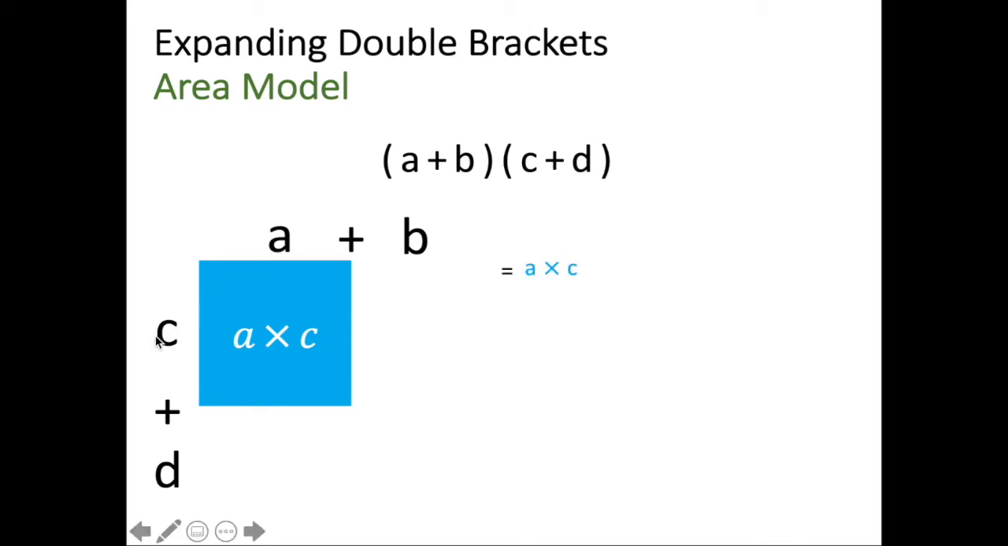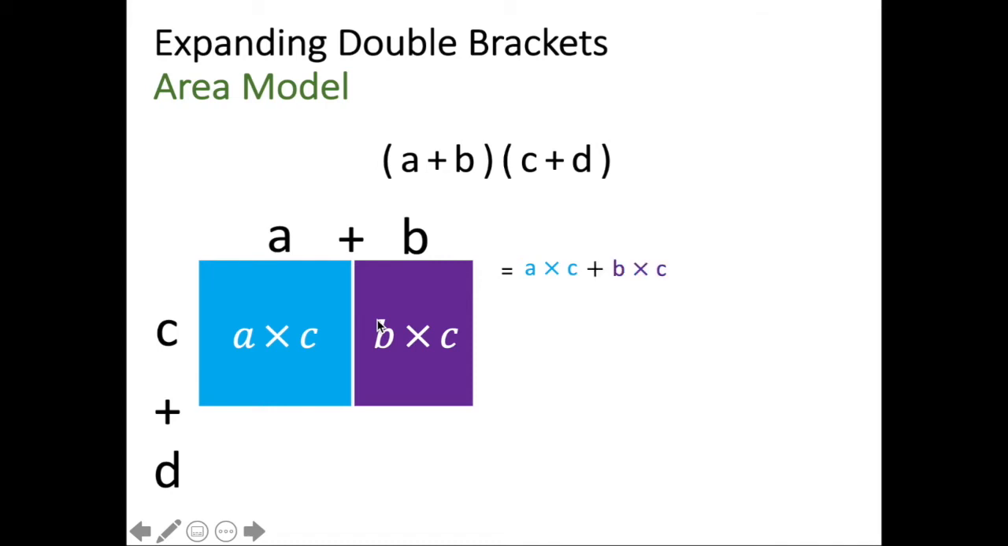So a times c. Then I'm going to add in another square next to it, and this time it is going to be b times c, so plus b times c. Then moving down to the bottom, it's going to be a times d, so adding that into my expanded expression.